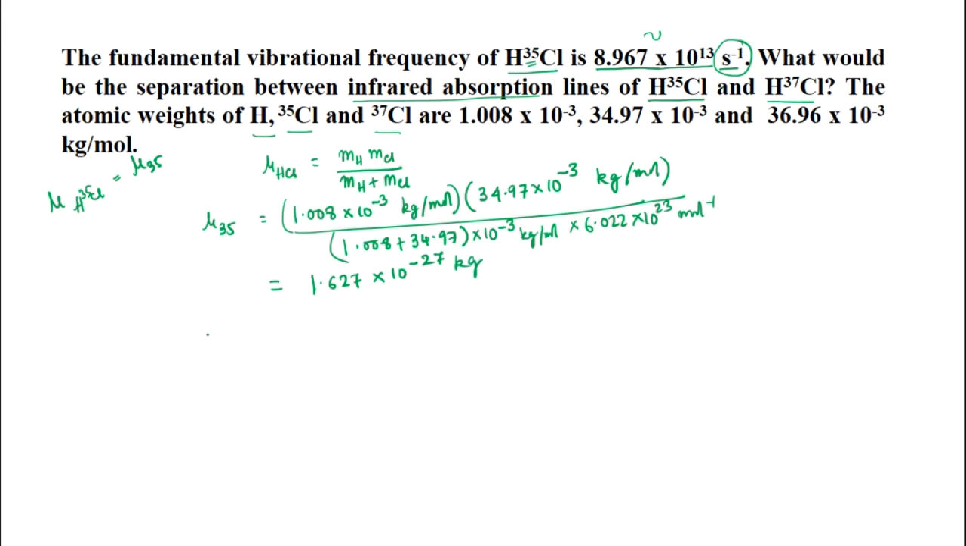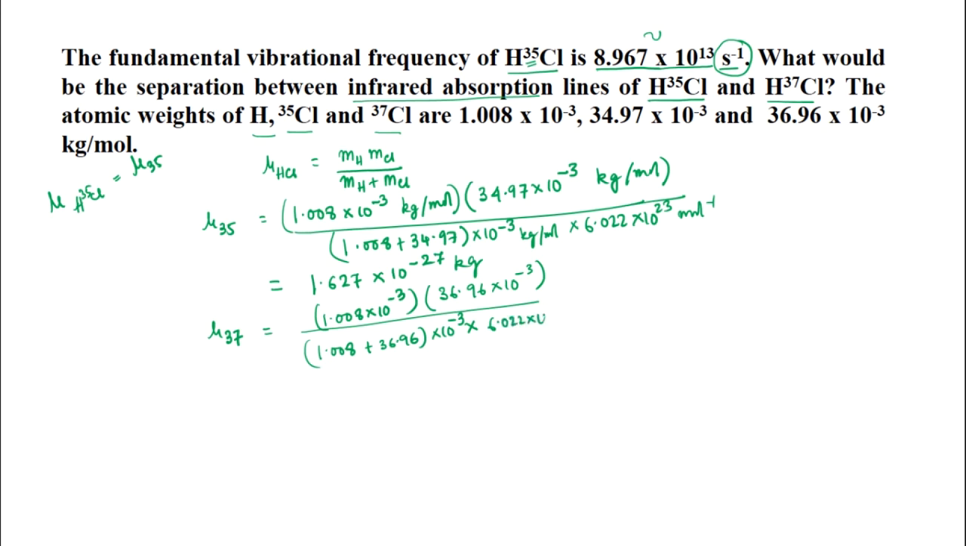So, if we find the mu of H37Cl, which we write as mu 37, what we get here is 1.008 times 10 to the power minus 3, that is the first term. The second term changes to 36.96 times 10 to the power minus 3. We have 1.008 plus 36.96 times 10 to the power minus 3 times the Avogadro number 6.022 times 10 to the power 23. So, this is 1.629 times 10 to the power minus 27 kilogram.